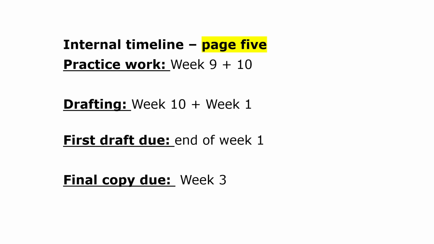The model timeline for this at this stage is that you'll be doing practice work and starting the assessment in week 9 and then continuing the assessment in week 10. You'll be doing some form of drafting in week 10 and then in week 1 you will have some form of draft due by the end of week 1 to be able to give the teacher for feedback. You'll continue working on it in week 2 and it will be submitted at the beginning of week 3. So ultimately you have 2 weeks at the beginning of next term for most of the core amount of work to be done.